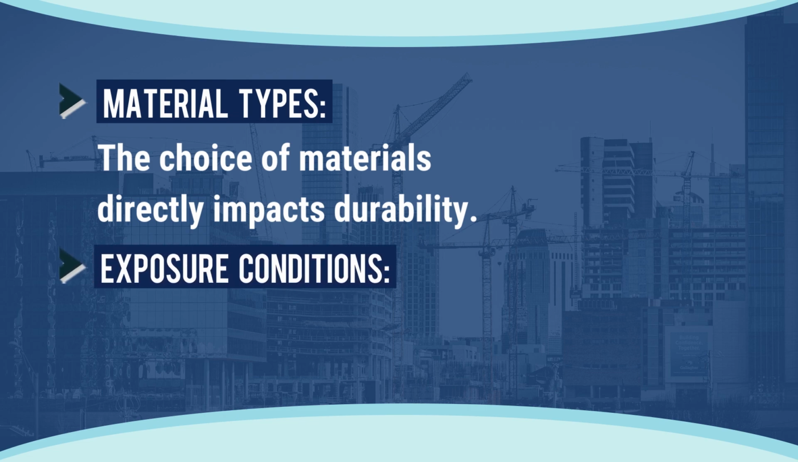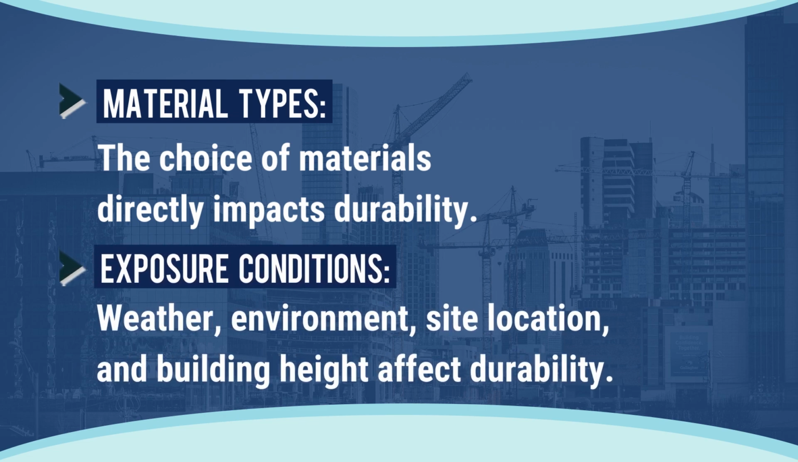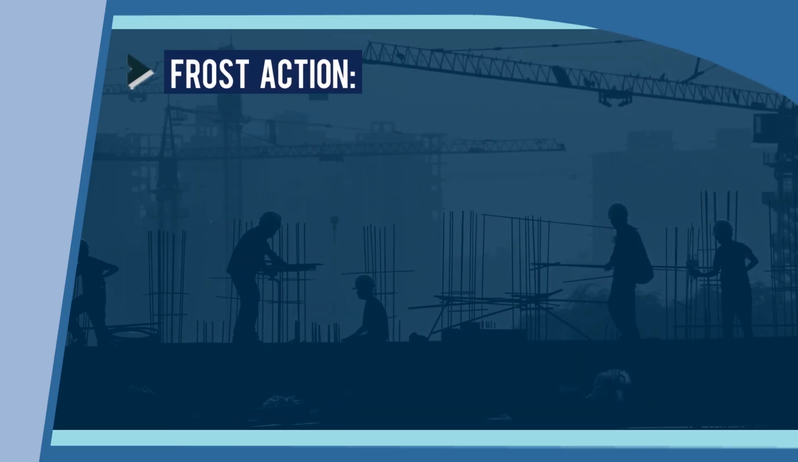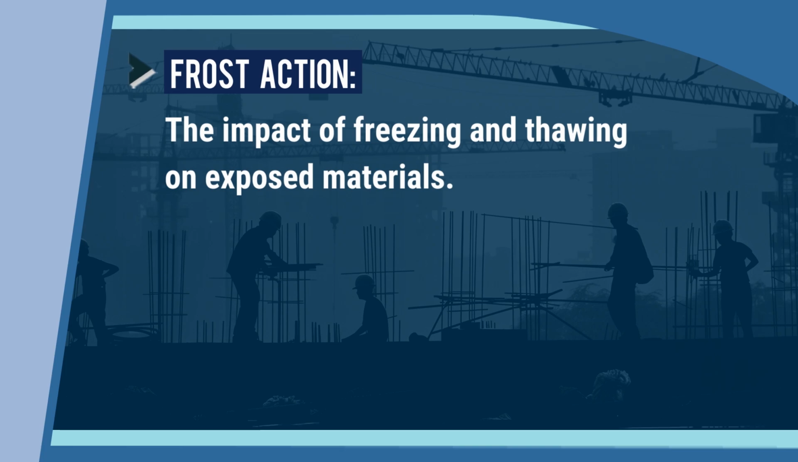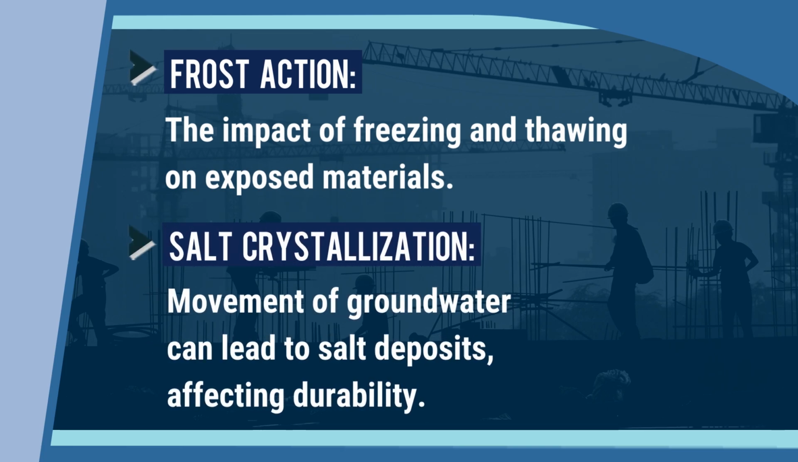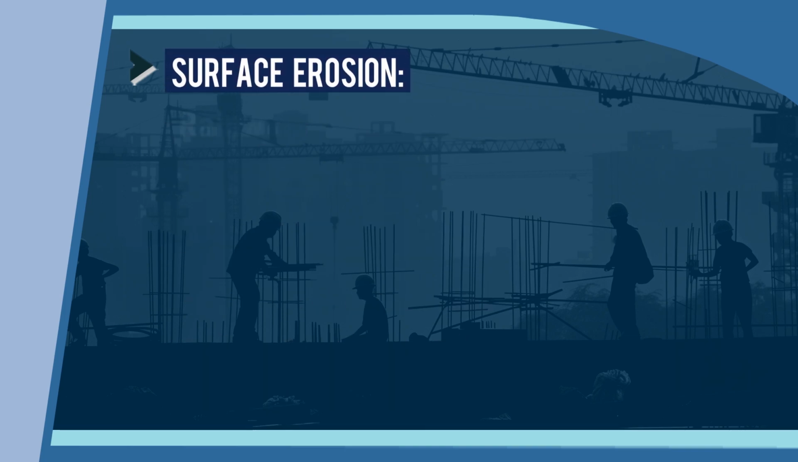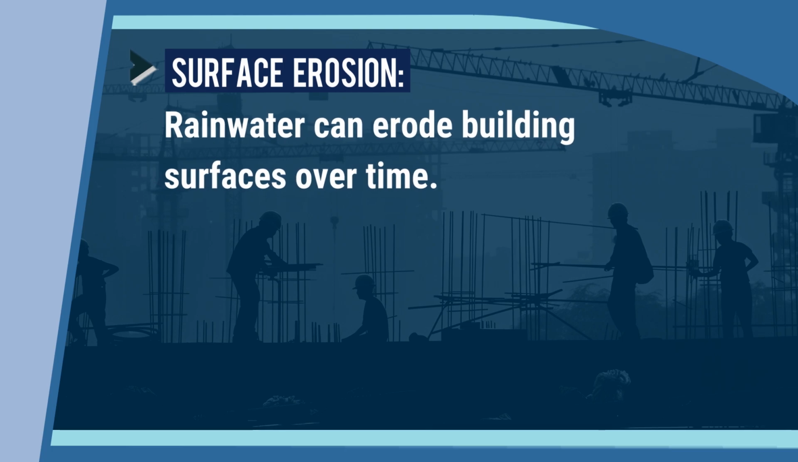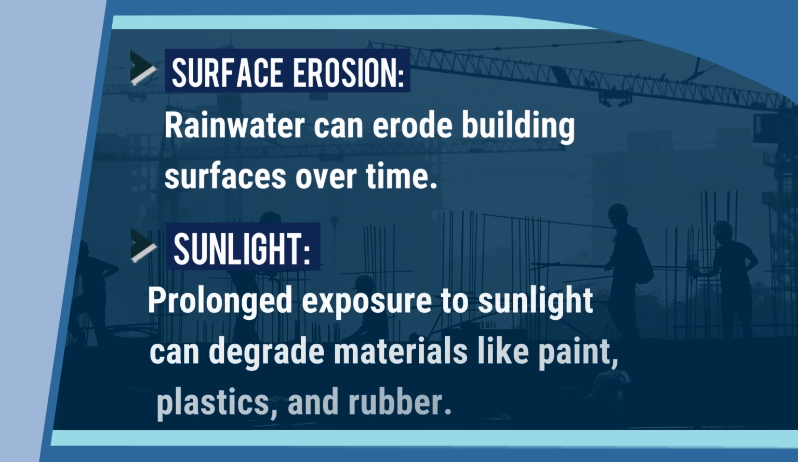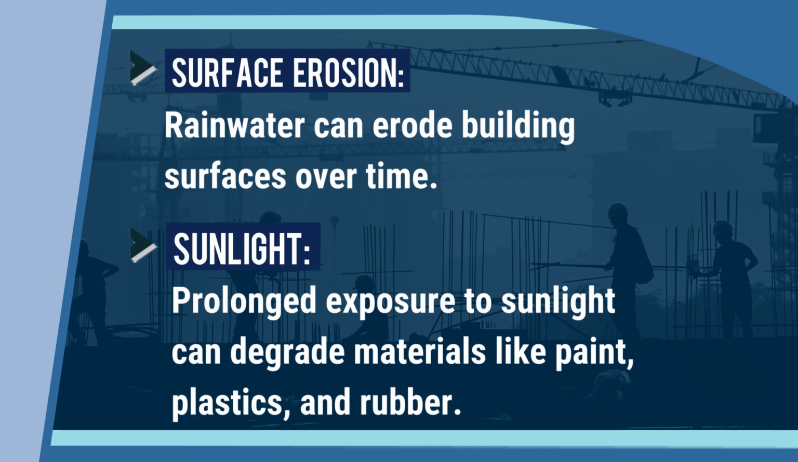Then the exposure conditions. Weather, environment, site location and the building height affect durability. Then the frost action, the impact of freezing and thawing on exposed materials. Then the salt crystallization. Movement of groundwater can lead to salt deposits affecting durability. Surface erosion. Rainwater can erode building surfaces over time. Then the sunlight. Prolonged exposure to sunlight can degrade materials like paint, plastics and rubber. To enhance and maintain durability, consider the following steps.